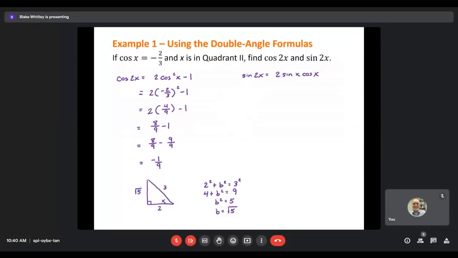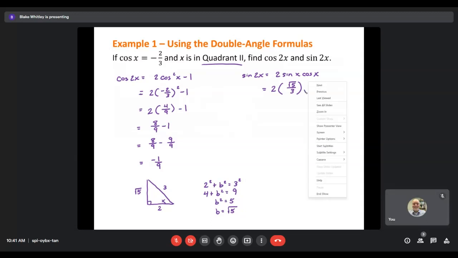Right, now I should have everything I need to substitute. So we're going to get 2 times. Now I need sine of x. So sine is going to be opposite over hypotenuse, which is going to be square root of 5 over 3. And notice here we're in quadrant 2, and in quadrant 2, sine should be positive. So we're going to leave that as a positive square root of 5 over 3.